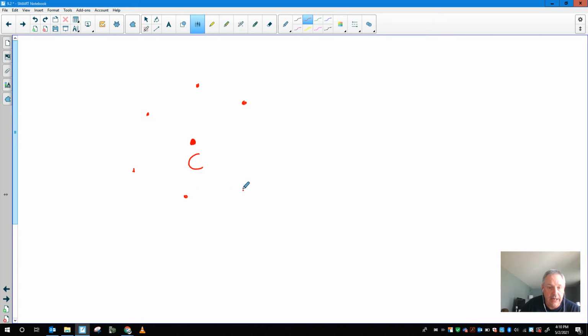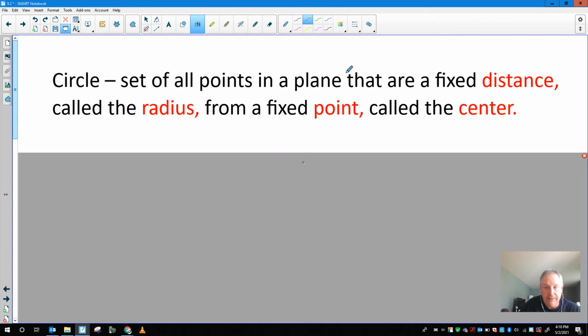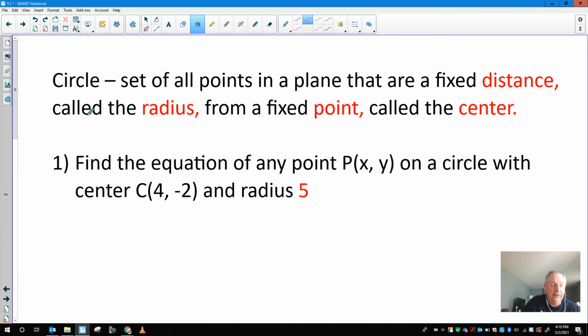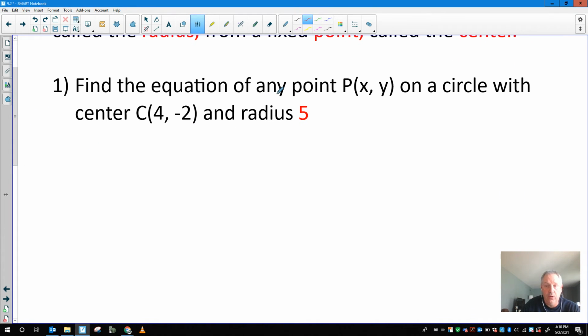But if I were to take my ruler and just find all the points that are exactly 3 inches away, if I could draw a better circle with my pen here, that's what a circle is defined to be. So again, it's the set of all points in a plane that are 3 inches from a point, or 4 inches from a point, or 10 inches from a point. That distance, that 3, is the radius. Okay, so my next question is, I want to find the equation of any point that's on a circle with this center and this radius.